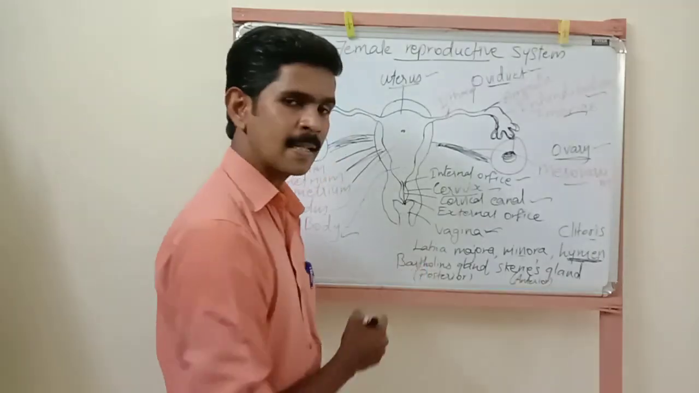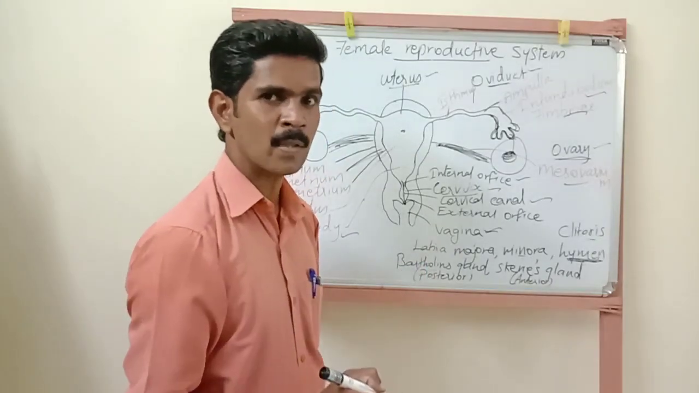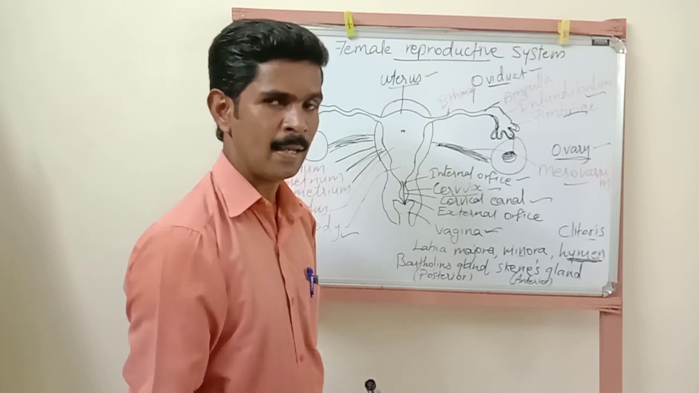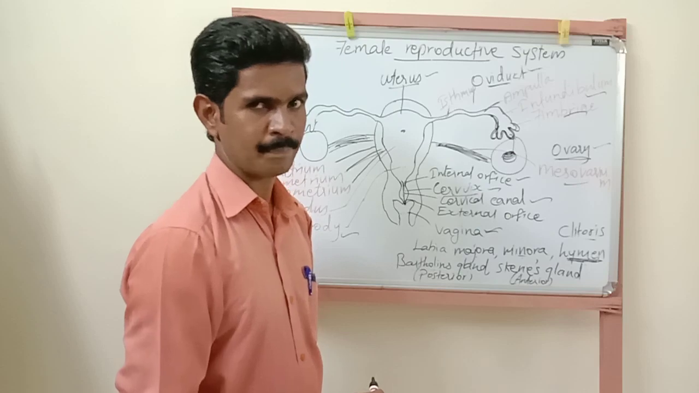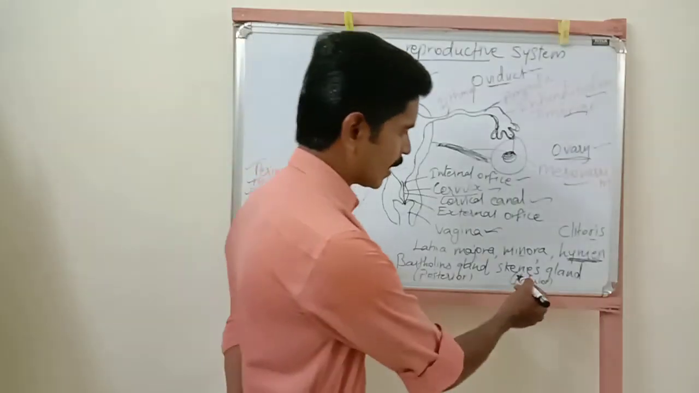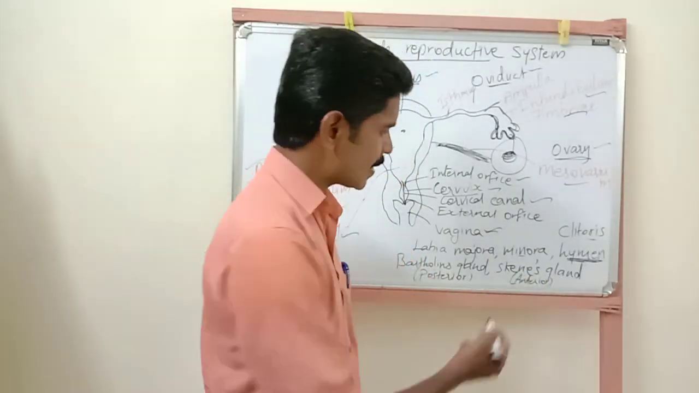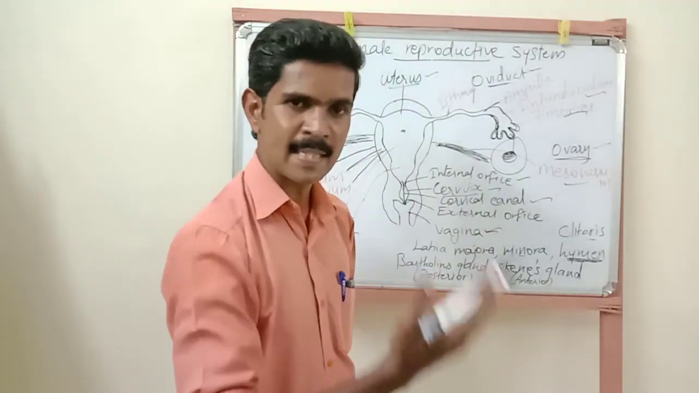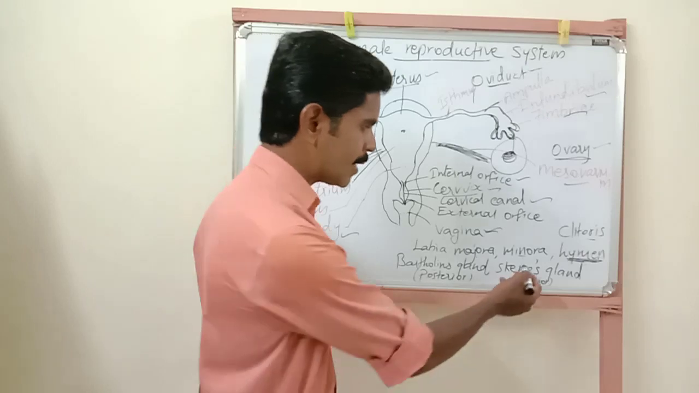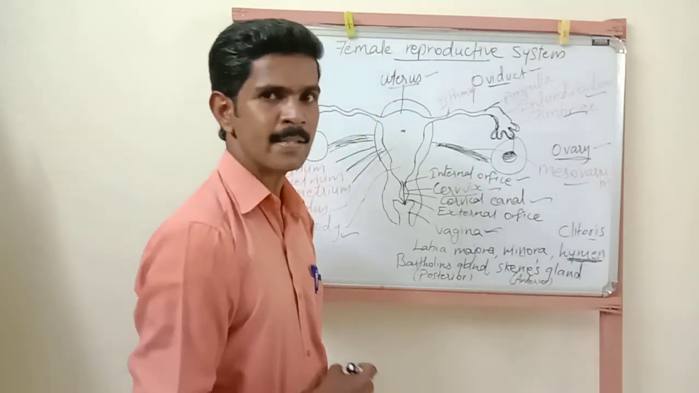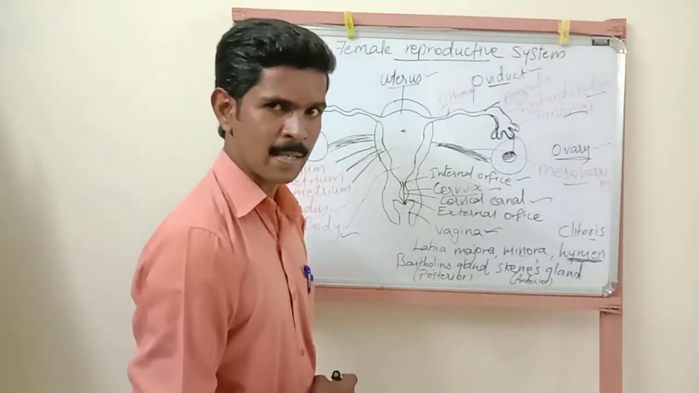And this gland's secretion is similar to the secretions of the bulbourethral gland of the male reproductive system. Understand? Then the second gland, Skene's gland. This Skene's gland is present on the anterior side of the vagina. So the first gland is present in the posterior region of the vagina, and this gland is located in the anterior region of the vagina. Understand?